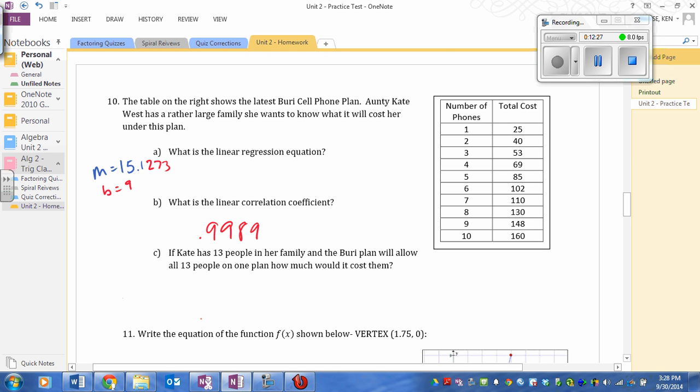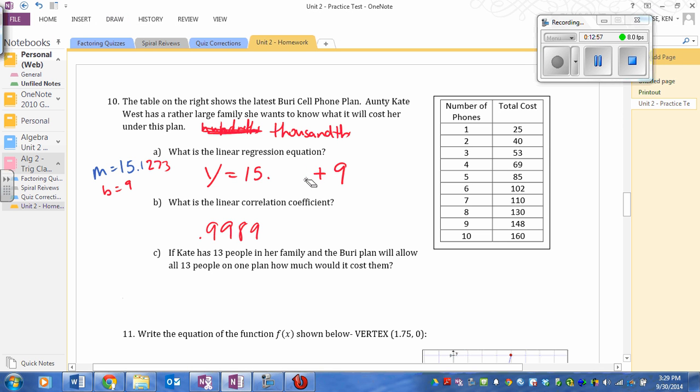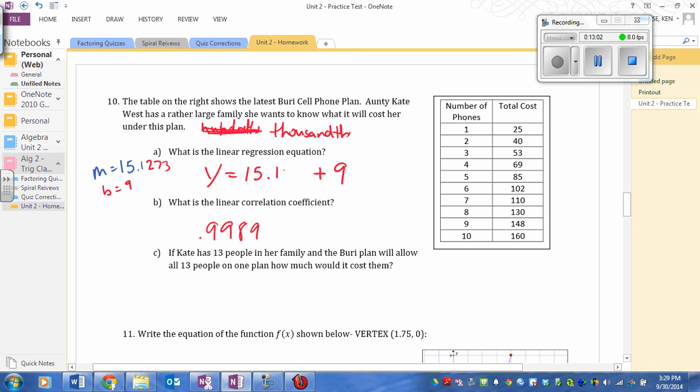I didn't tell you what to round to on this one. That's weird. Alright, so we're going to write the linear regression equation. Let's say to the thousandths. So y equals 15.127x plus 9.